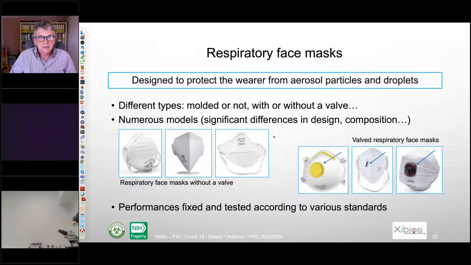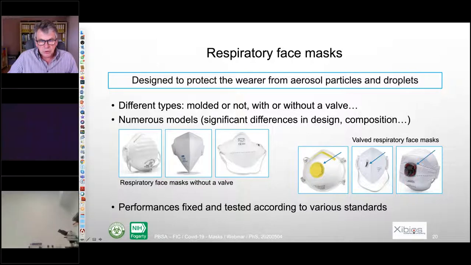So you see that there are different models of masks. I put some pictures there. They can be molded, like the one on the very left hand side, like this one also is molded. There are some others that have a different structure. There can be masks without a valve, like the three on the left hand side, or with a valve, like the three on the right hand side. I will explain a little bit more about those valves later.